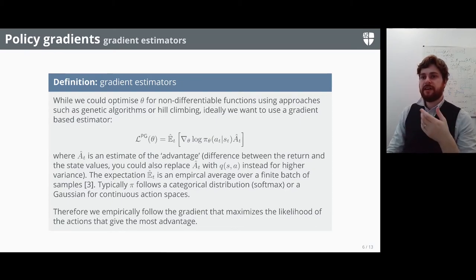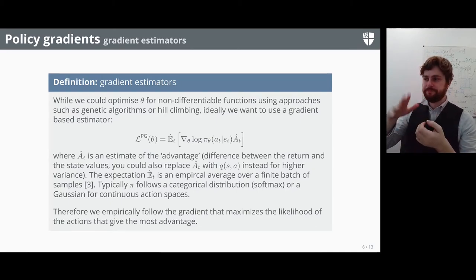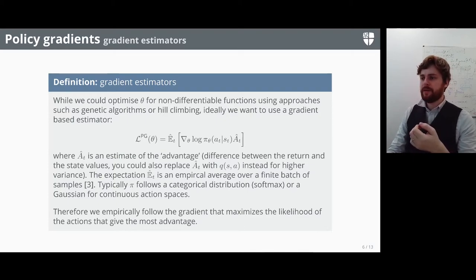But you can also use a Gaussian distribution. So if you've got a continuous action space, you might want to learn a Gaussian over the values of the action that you want.